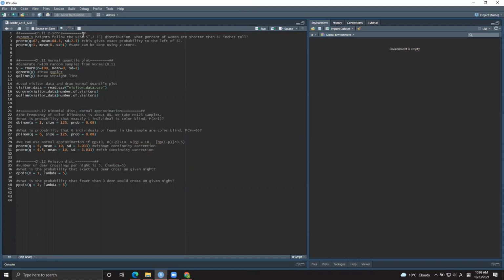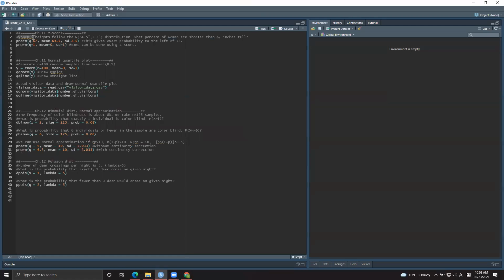In chapter 11, we looked at the normal distribution, right? And how to standardize a normal distribution to a standard normal with mean 0 and standard deviation of 1. And we learned how to compute z-scores. So let's look at an example using R.